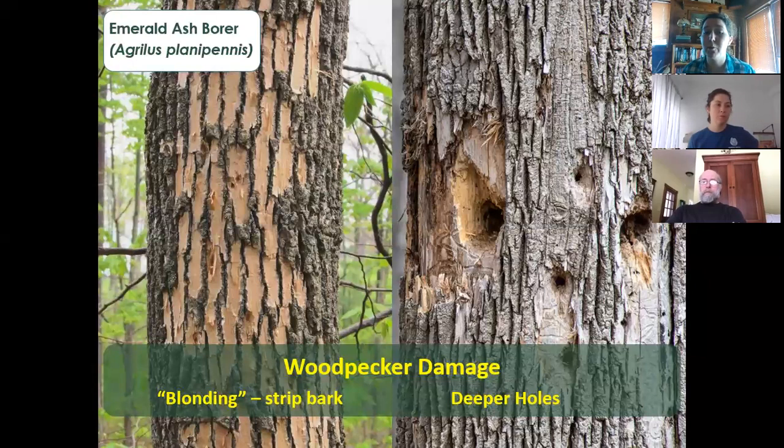The next thing I look for is woodpecker damage. And when I'm at the street level, driving by, I'm really looking for the picture on the left here. This is what is known as blonding. Blonding occurs when woodpeckers strip the bark off of the trees, trying to get at those larvae. And this blonding is pretty obvious from far away. We may also see deeper holes or the woodpeckers opening up the D-shaped exit holes from the adults. Typically, this occurs in the later stages of EAB.